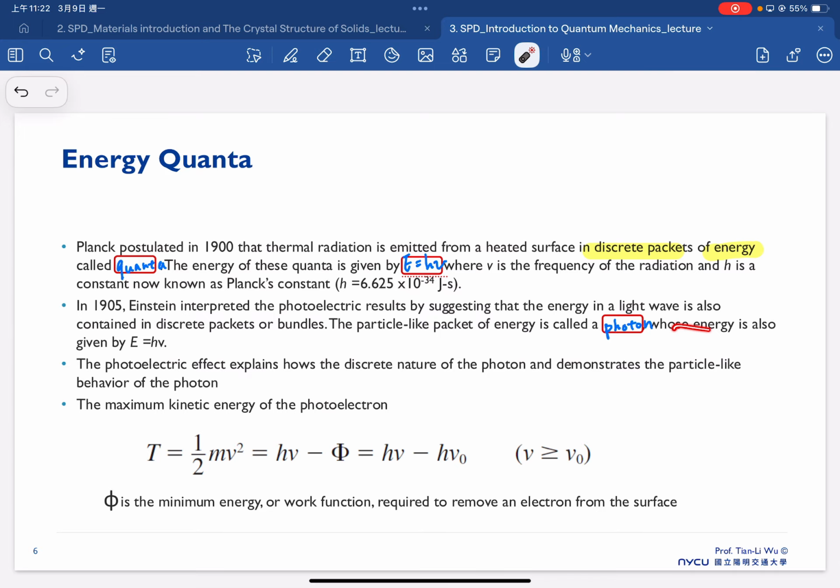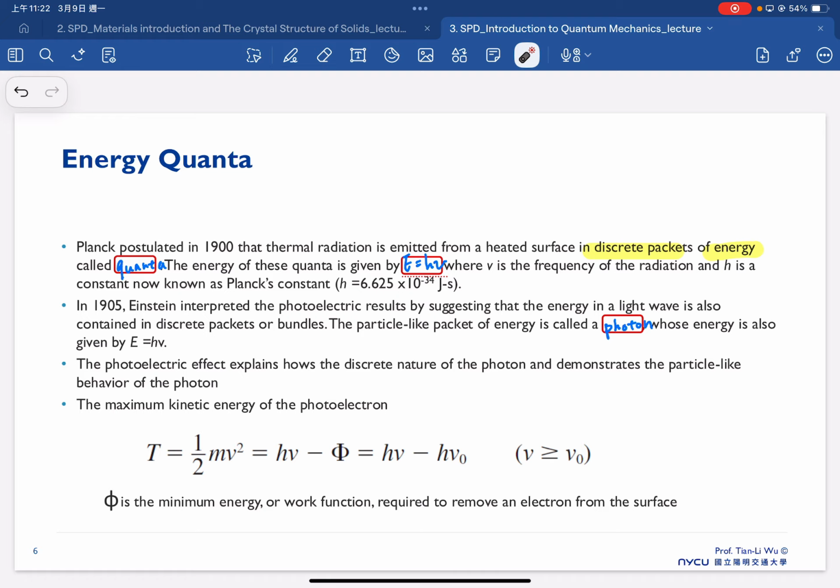Whose energy is also given by E equals hν. So the photoelectric effect explains the discrete nature of the photon and demonstrates the particle-like behavior of the photon, and the maximum kinetic energy can be expressed by this. This is all other fundamentals relating to modern physics. So this is not the goal of what we should lecture in this class.